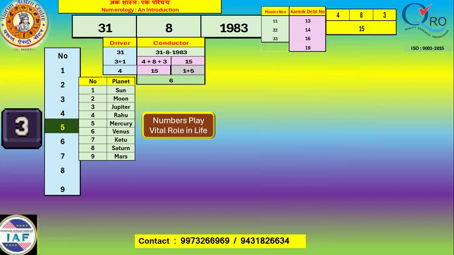So here we have taken the birth date. Prime number is calculated, and driver and conductor both are calculated. The methodology of calculation is also shown here. First the date will be calculated, which comes to 4. Thereafter the month will be calculated, which comes to 8. And thereafter the digits of the year will be calculated. And finally, all the numbers are totaled.